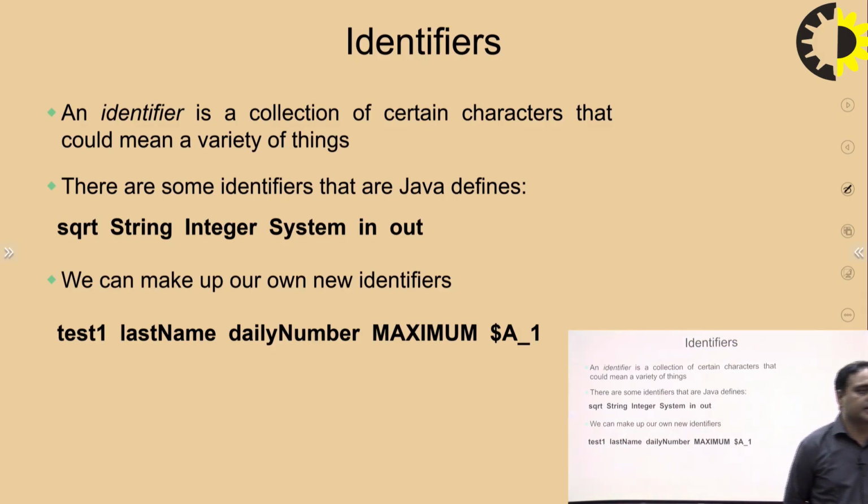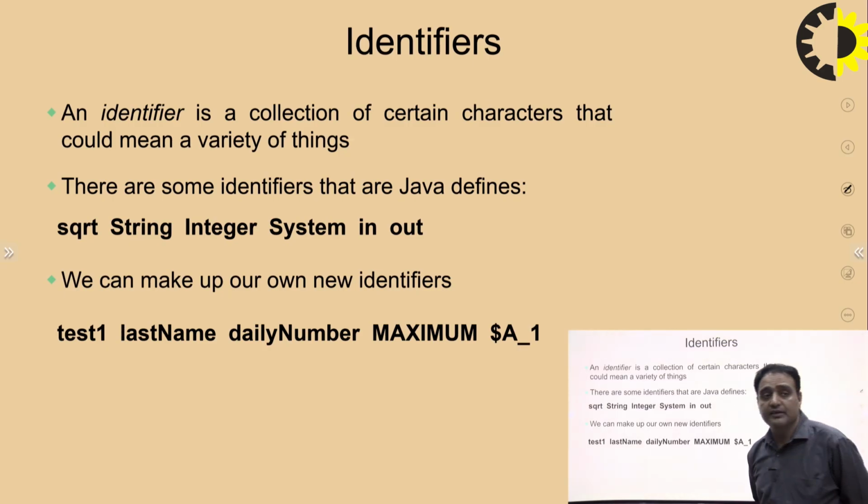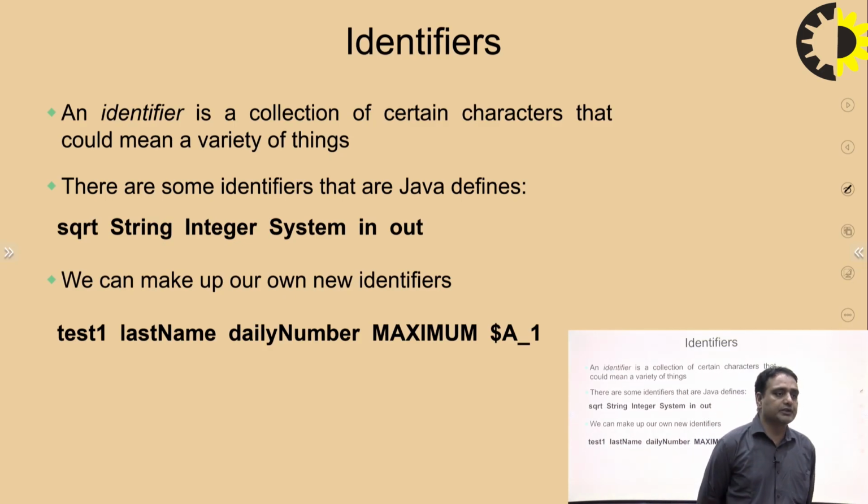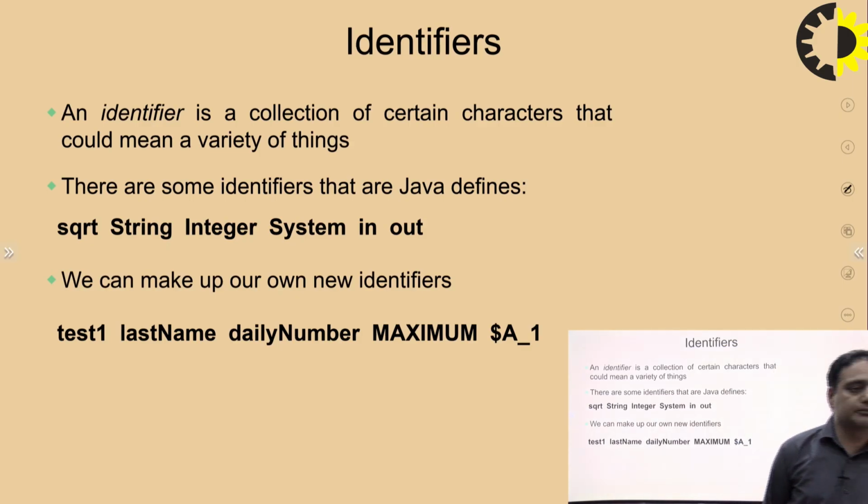So there are some identifiers that Java defines, and we can make up our own new identifiers, that is test1, last name. These are some valid identifiers that we can use in the program: test1, last name, daily name, maximum, $A_1. These are the valid identifiers.